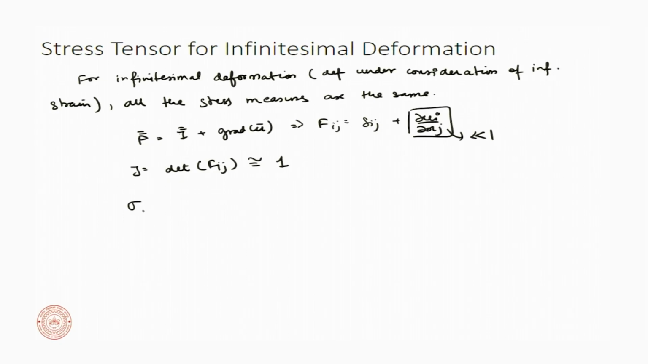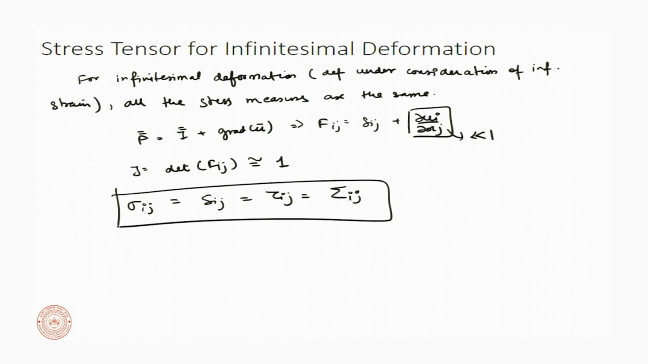So with that definition, sigma ij will be equal to Sij, will be equal to tau ij, will be equal to sigma ij. So all the stress definitions become equal, and this is an important point to realize, because for small deformation we do not care about what kind of stress definition we are using. Again, just like the strain, the difference in the stress definitions is not because they are different stresses, rather it's the frame of reference that you are taking that is different.